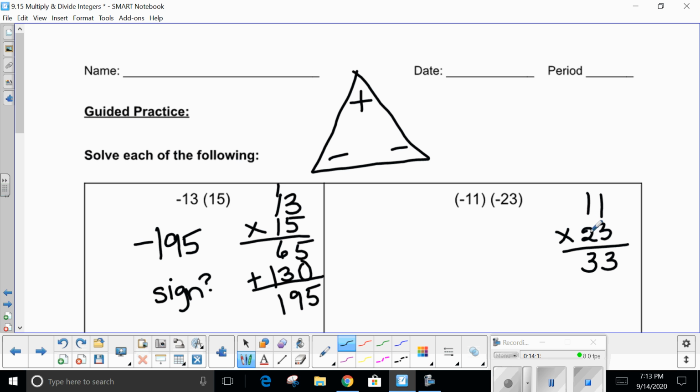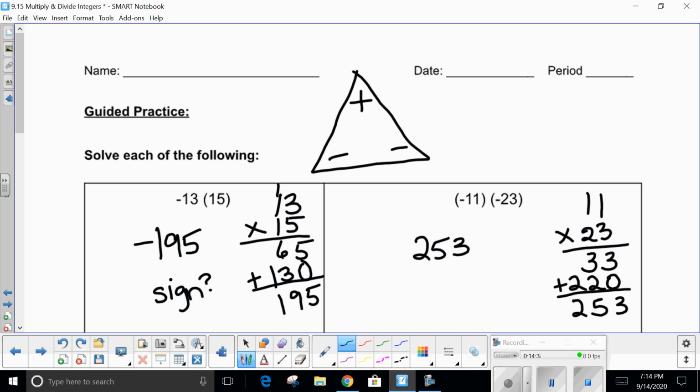I'm scooching over to the 10th place value, so I have to put a placeholder. 2 times 1 is 2. 2 times 1 is 2. I add those together. 3 plus 0 is 3. 3 plus 2 is 5. And 2 comes down. So my answer will be 253.